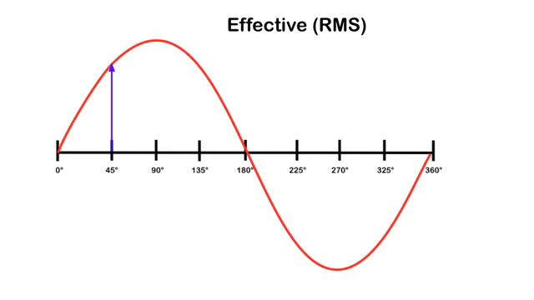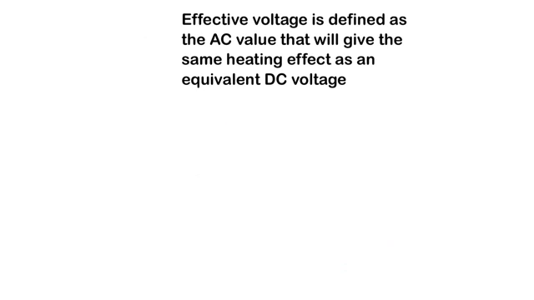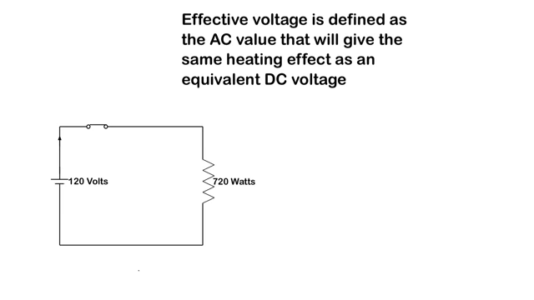Now let's talk about this idea of effective, which is sometimes called RMS value. So we see here it's at about 45 degrees into the cycle. What is this RMS value? Basically, RMS, or effective, is defined as the AC value that will give the same heating effect as the equivalent DC voltage, which sounds a little confusing, but let's talk about how it looks.